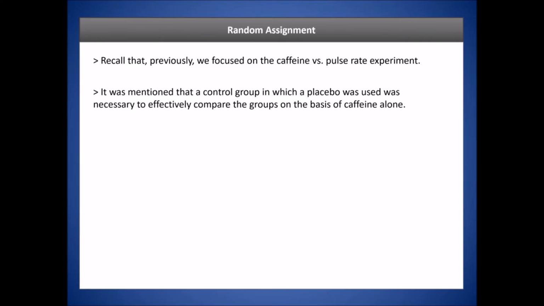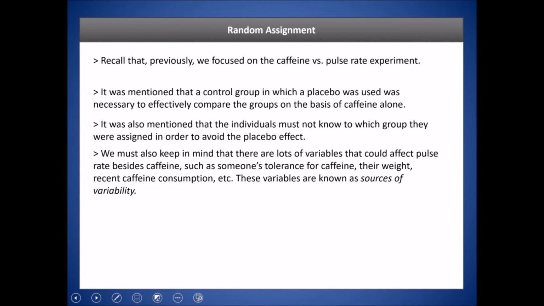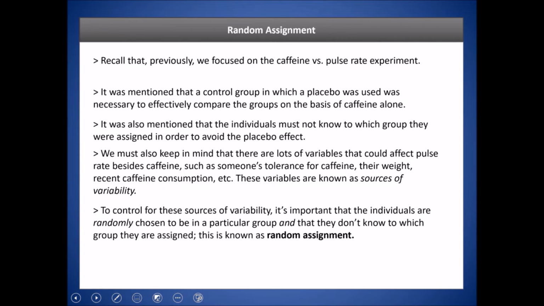So the idea is that because there's a lot of variables, these variables are known as sources of variability because they affect the variable that we want to measure, right? They change it. These are the variables that kind of interfere with the results that we're trying to get here. So to control for the sources of variability, such as weight, caffeine tolerance, and so on, it's important when you are designing this that the individuals don't know which group they're being assigned to. So the individuals must be randomly assigned, but they also can't know where they were assigned, right? They can't know what treatment they were receiving. So that's important as well.